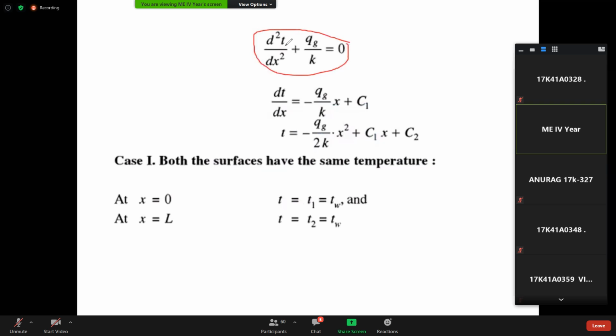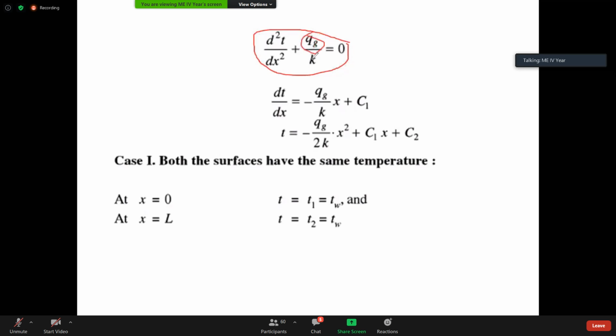d square T by dx square is equal to 0, we have done so far, right? But I did not consider this internal heat generation, because the body itself has some internal generation. I am considering that also, right? Then the analysis is the same as whatever I integrated in the plane wall. The same procedure we have to do. We have to apply the boundary conditions at x is equal to 0 and at x is equal to L. What is T1 and what is T2, right?